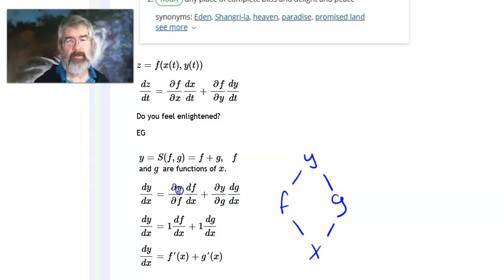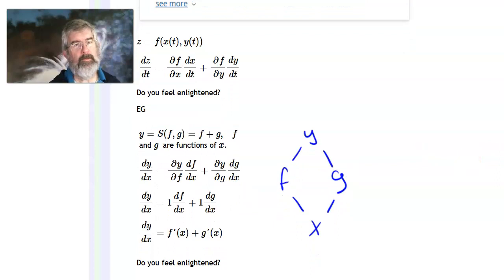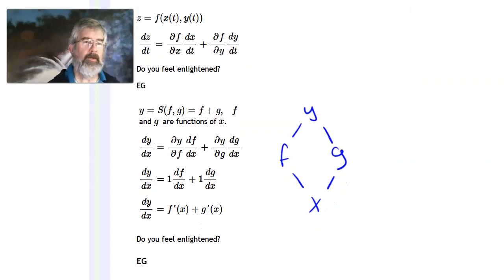Well, for this function, what's the partial of y with respect to f? The partial of y with respect to f is 1, because g is a constant. There's that 1. Likewise, what's the partial of y with respect to g? The partial of y with respect to g is also 1, because f is a constant. And so I get that dy/dx is 1 times df/dx plus 1 times dg/dx, which I could rewrite as just dy/dx is f prime of x plus g prime of x. Imagine that. The derivative of the sum is the sum of the derivatives. Do you feel enlightened? Let's try another example.